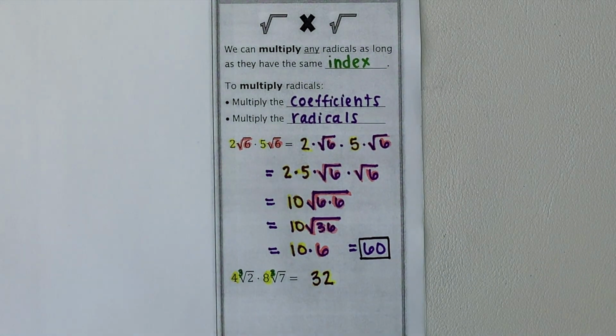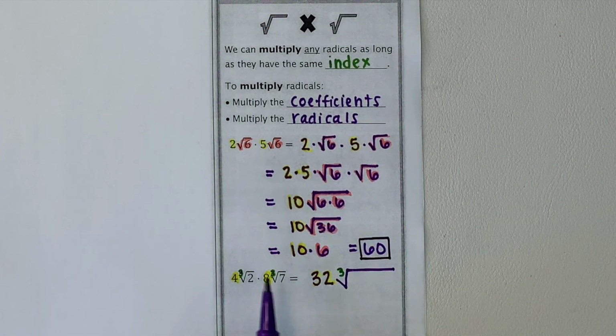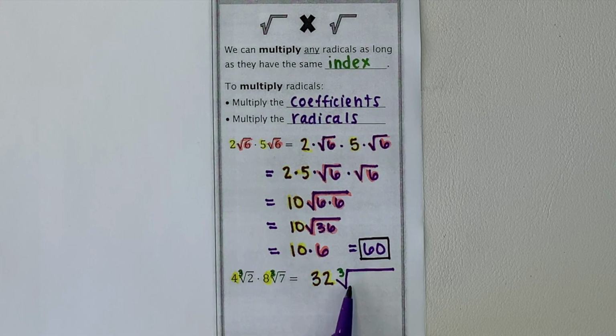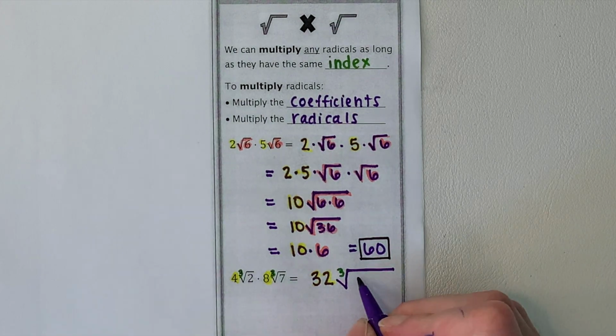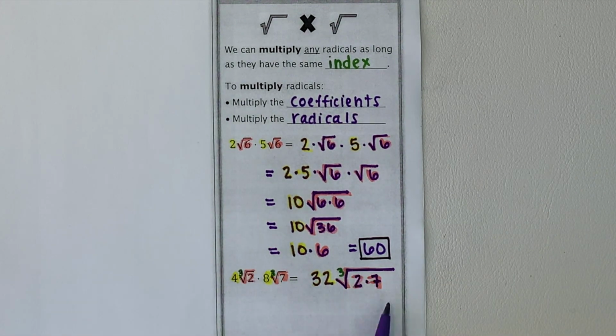And then let's multiply the radicals. We can multiply these radicals since they have the same index. The product property of radicals says we can combine this multiplication underneath one cubed root symbol. So that will give us the cubed root of 2 times 7. And this will simplify to the cubed root of 14.